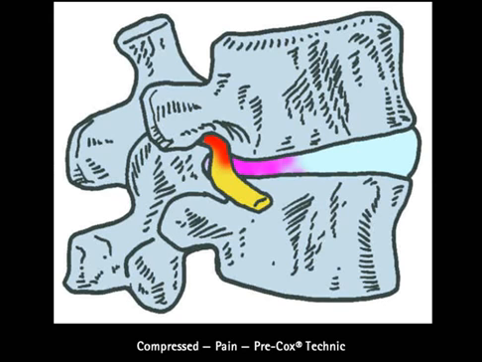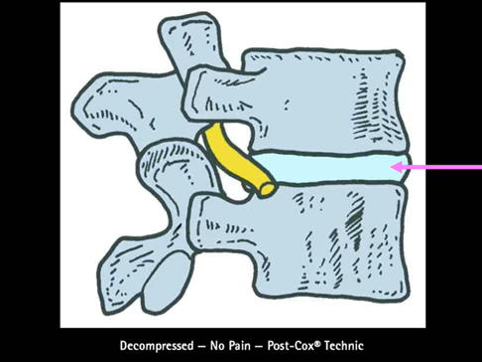The third effect is to increase the intervertebral disc height to remove tension on the annular fibers and spinal nerves. Here there is compression. During Cox Technique, decompression.